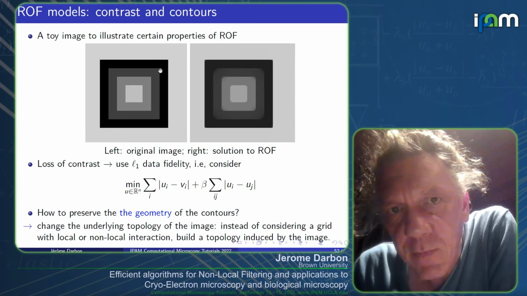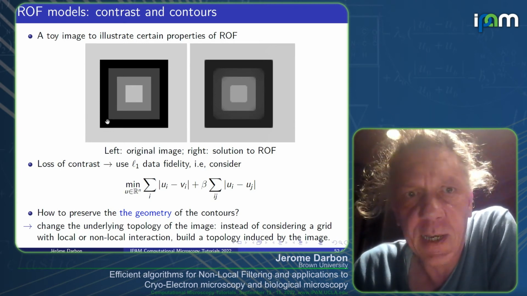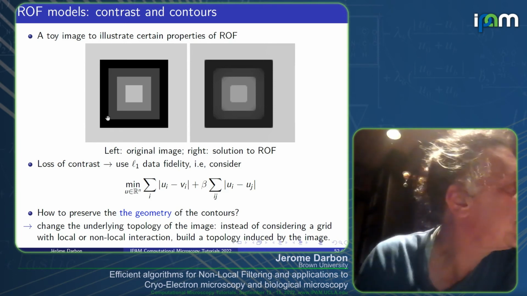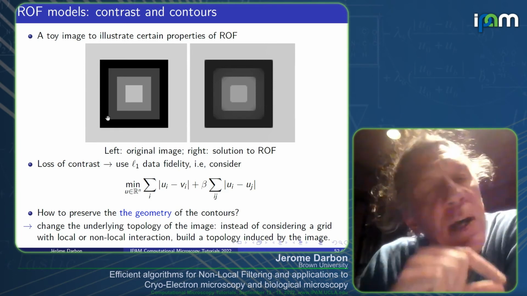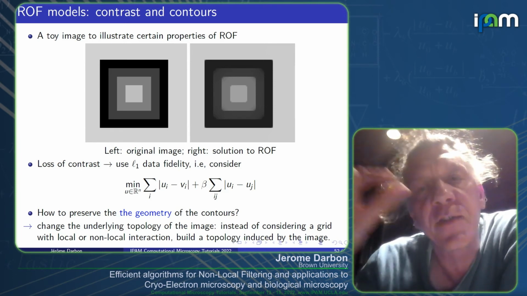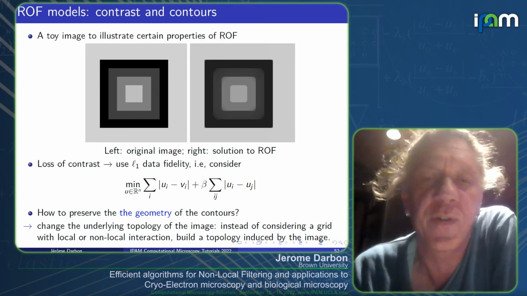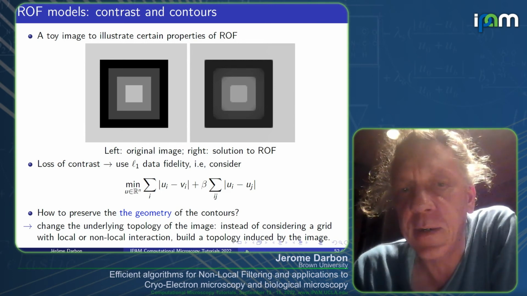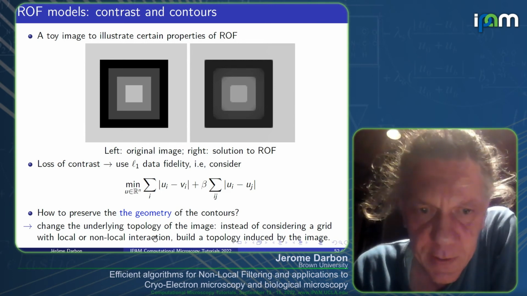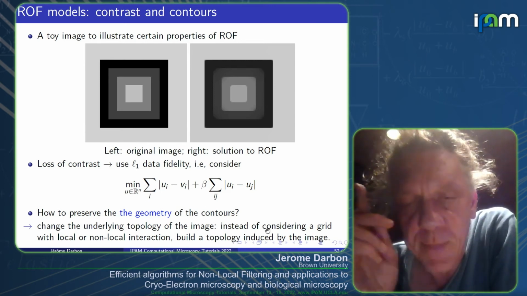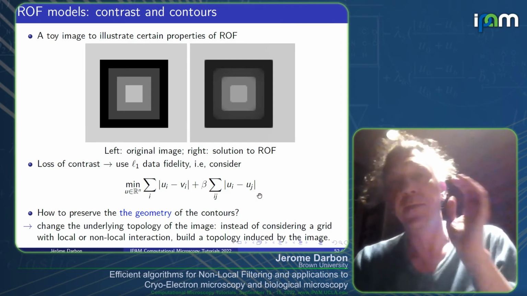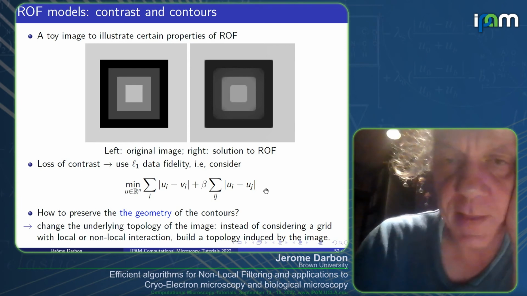And now the question is, if I really want to preserve the edges of the square, or think about images where you have a really long and thin structure that you want to preserve, how am I going to do that? And the idea is to consider non-local interactions by changing the topology. And the topology that we're going to use is going to be introduced by the image itself.